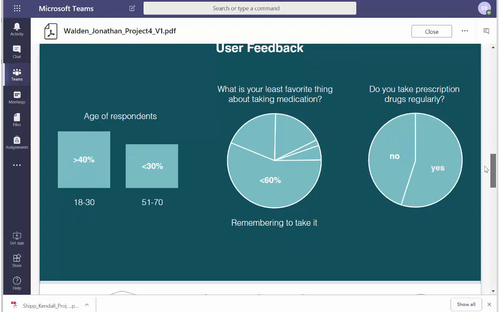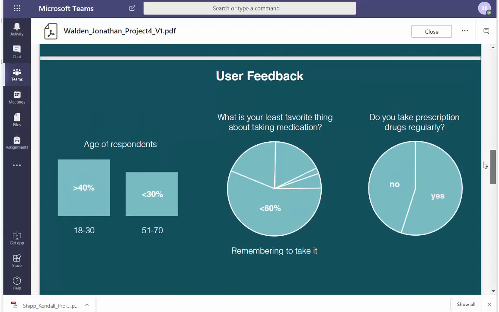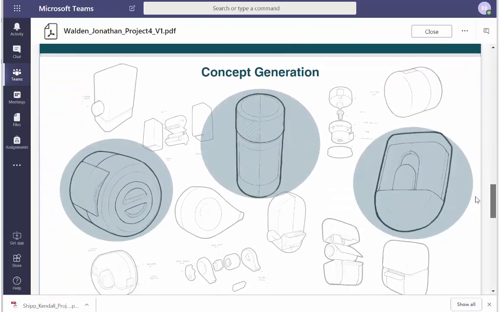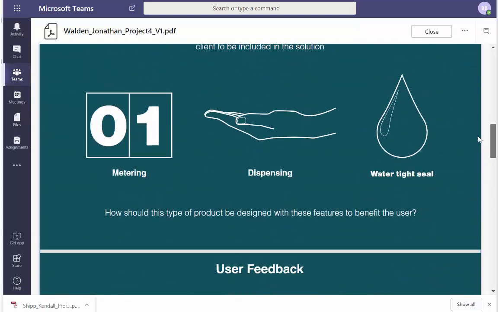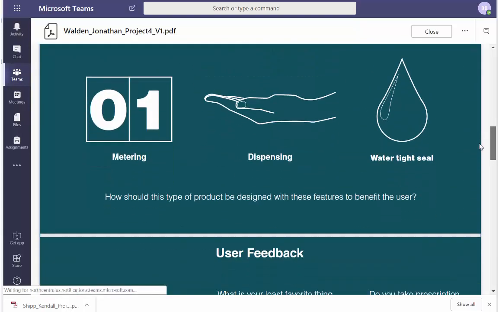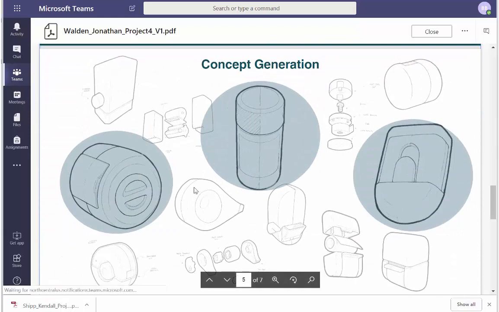Alright. I'm curious, is this user feedback actually useful when you're starting to design? And keep in mind, I need metering, I need dispensing, and watertight seal. So, this is where I want some callouts. I see you did some stuff, but I can't read it, so I can't give you credit. So bigger callouts. 1, 2, 3. This one should be a different color.